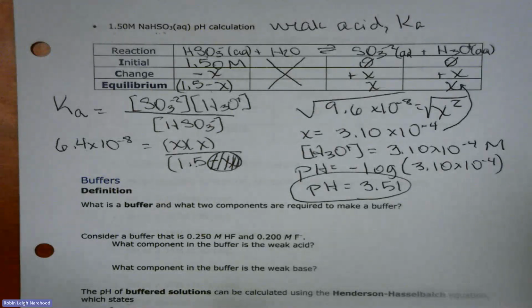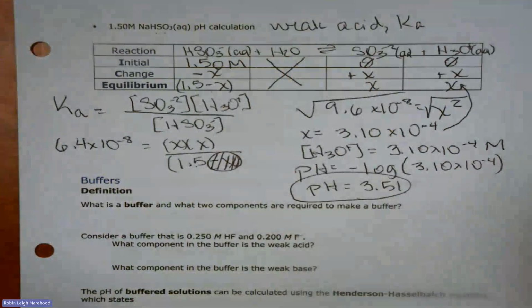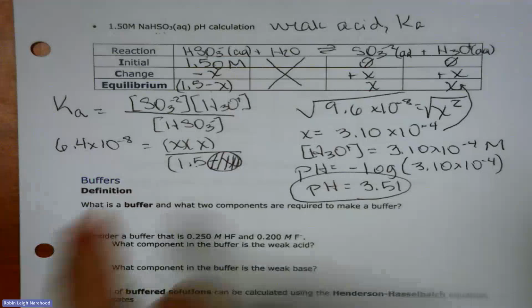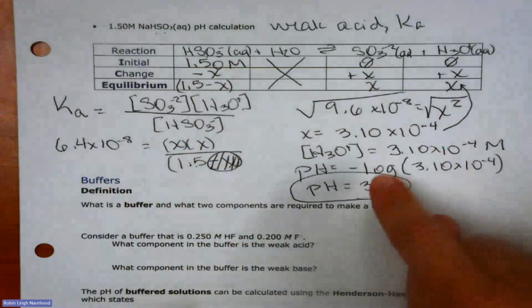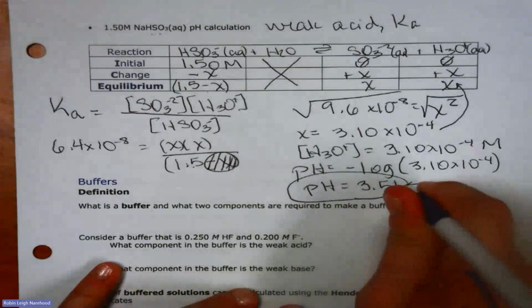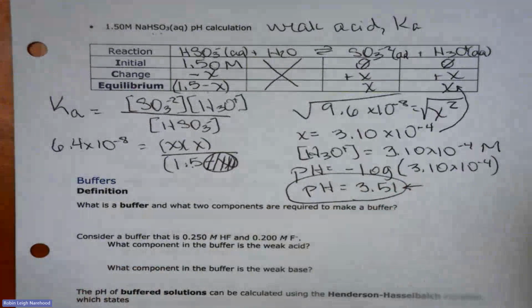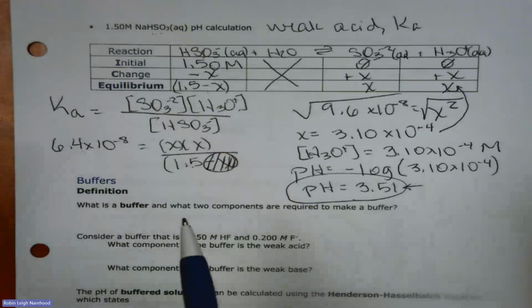Very last thing is you want to compare your pH with what we predicted. We didn't predict the pH. We predicted that it was going to be a weak acid. So all of the work on the previous page was just to figure out it's an acid. Then we did all this work and we found X, which was hydronium. And then I did the negative log and got 3.51. And you want to just double check and make sure that that is a pH of something that was like a weak acid. So acids are always going to be below what number?